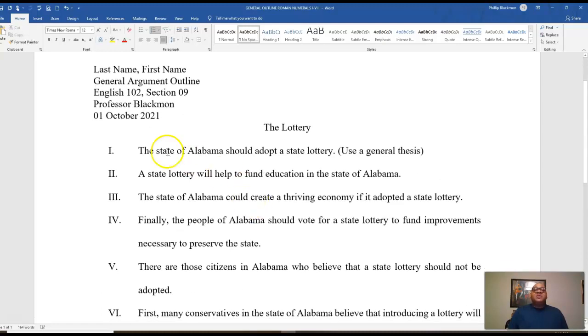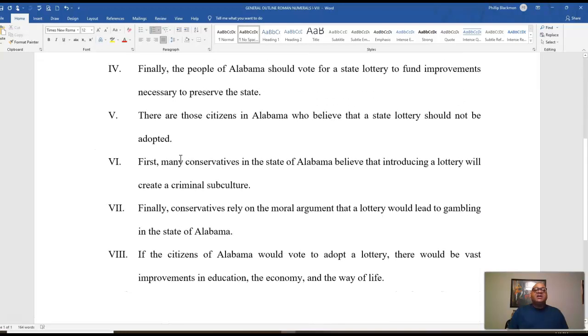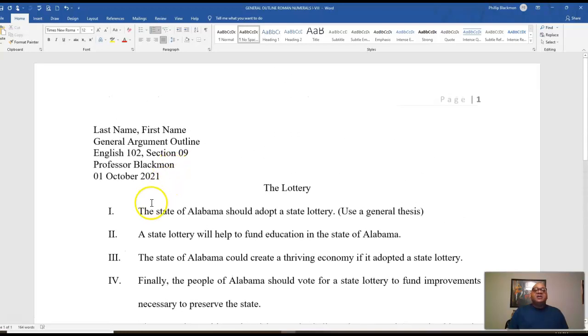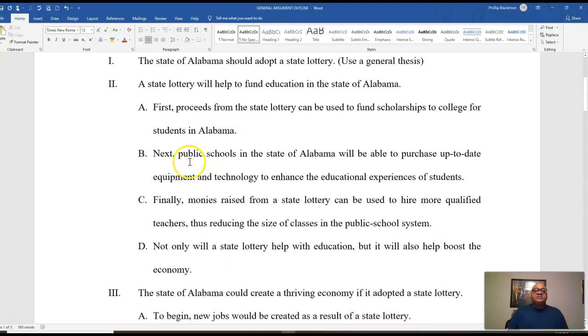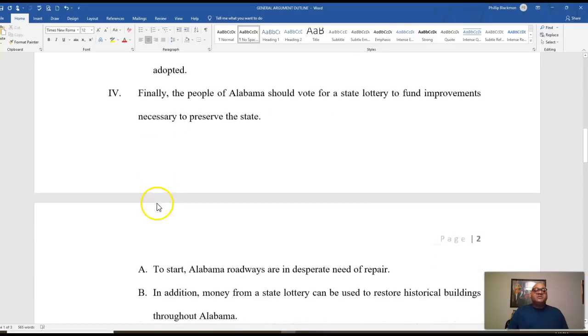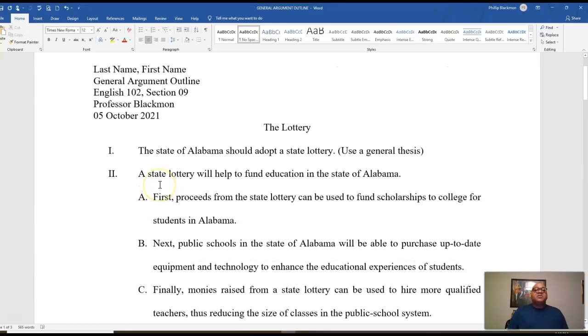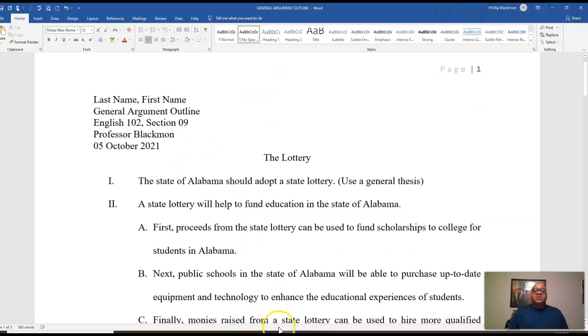This assignment is due on Friday, October 1st. Get it done so that I can get you some feedback over the weekend and get this back to you before you submit the final outline. I will cover doing the A, B, C, D, the support on the outline. I will cover that in another video that will be posted to Blackboard.